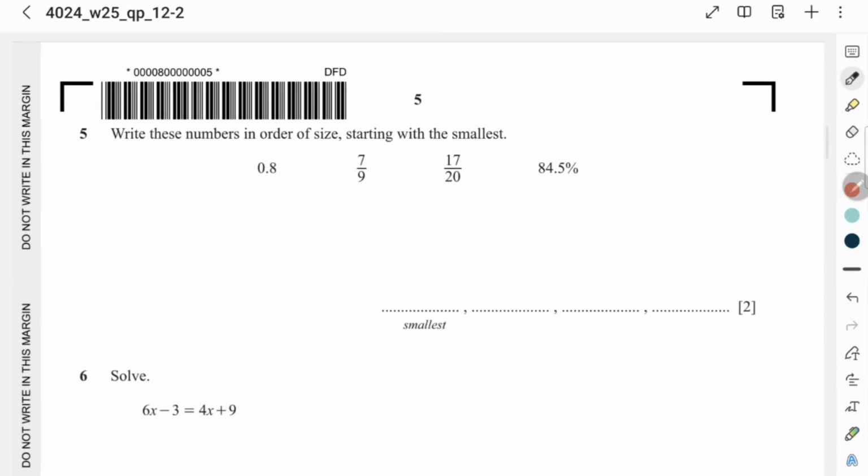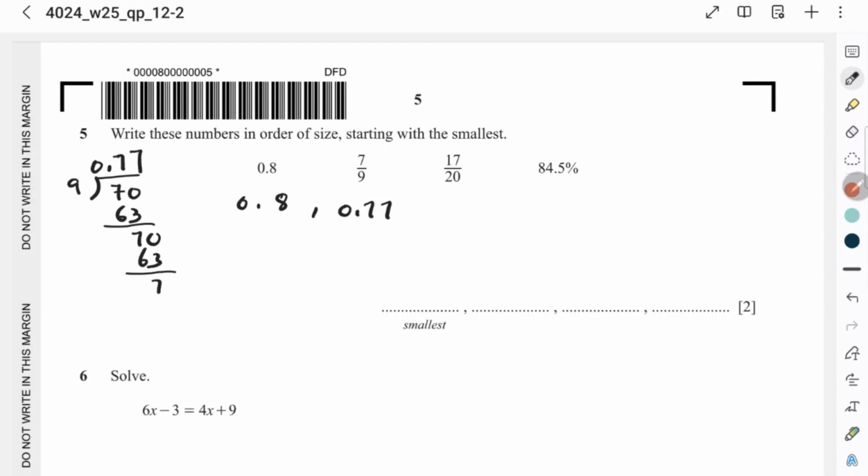Now question number 5, write these numbers in order of size, starting with the smallest number. It means we have to write down in ascending order. It's very easy if we write down all of the numbers as decimals. So 0.8 is over there, 7 upon 9 is a recurring decimal, it will be 0.777. I can show it to you. It is 7 over 9. 9 times 7 is 63, and then again 7 remaining, then 7 is 63, and it will go on.